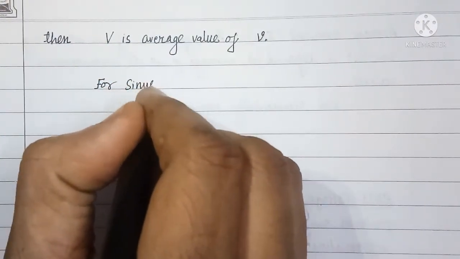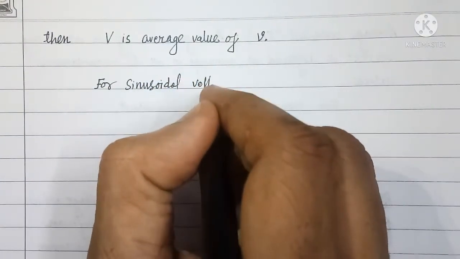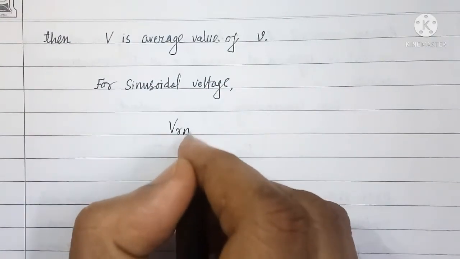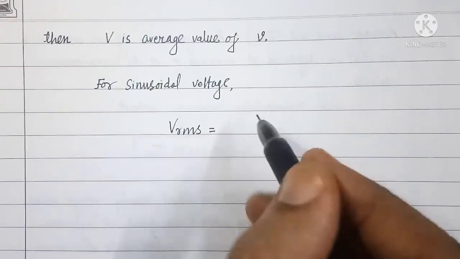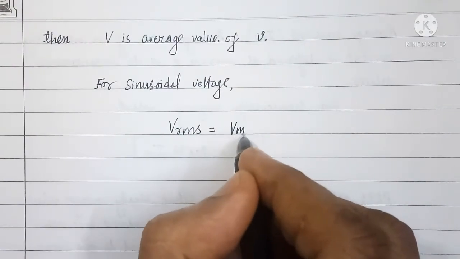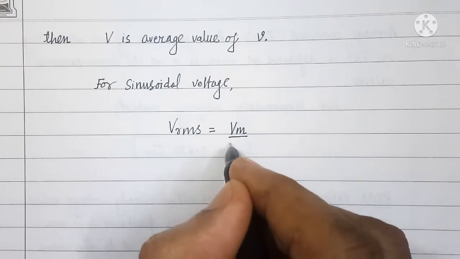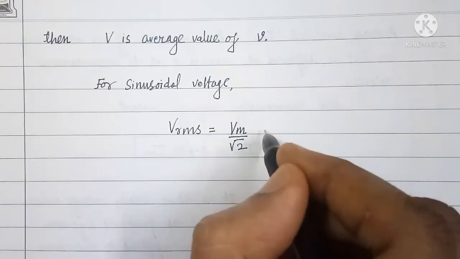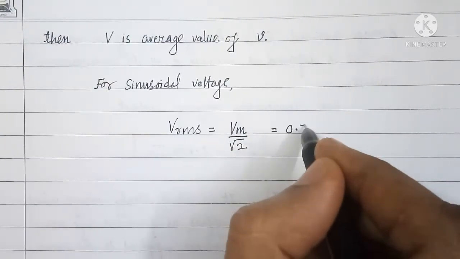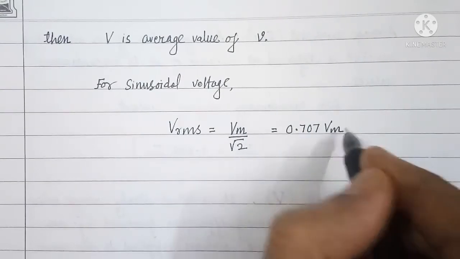For sinusoidal voltage, V RMS is equal to peak voltage or maximum voltage divided by root 2, which is equal to 0.707 times maximum voltage.